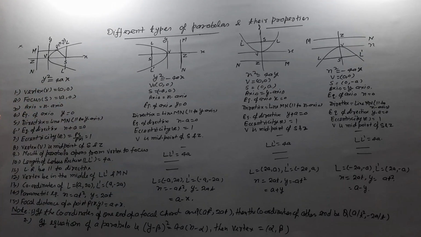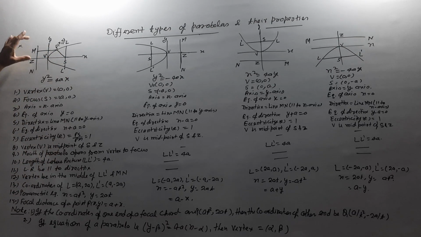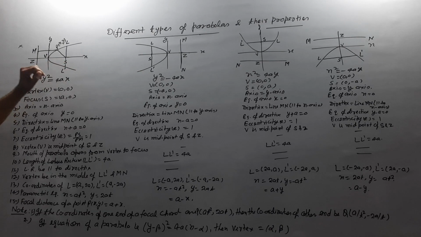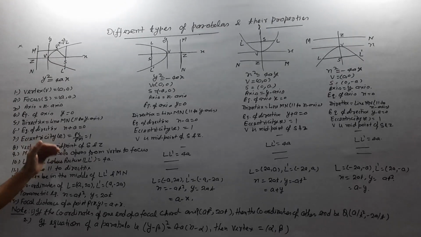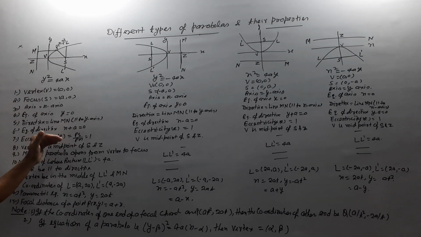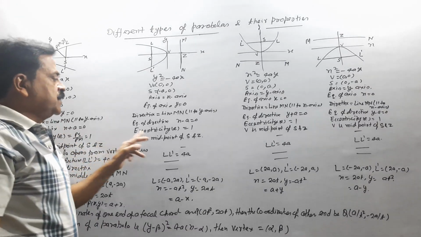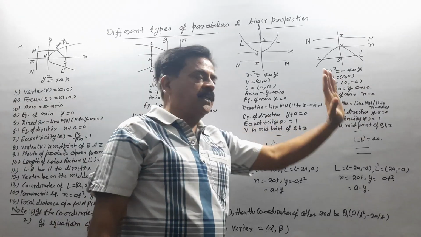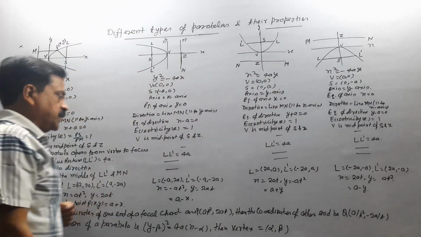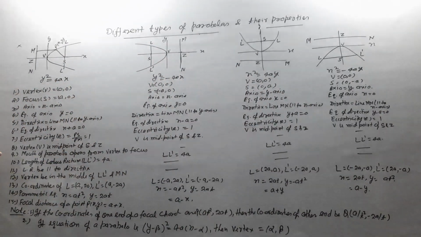Seventh point, eccentricity. Eccentricity is the ratio of distances of a variable point from a fixed point and a fixed straight line. The fixed point is the focus and the fixed straight line is the directrix. So eccentricity is the ratio of the distances PS and PM, and this ratio is always 1 in the case of a parabola. So eccentricity is 1 in all four cases. Whatever kind of parabola it is, the eccentricity will always be 1.